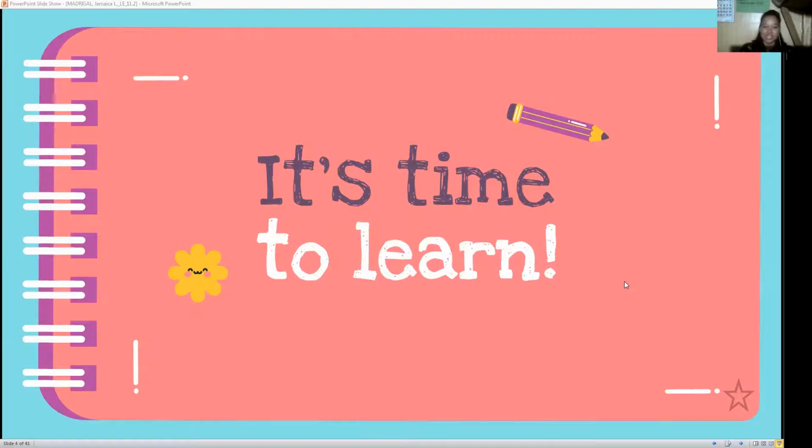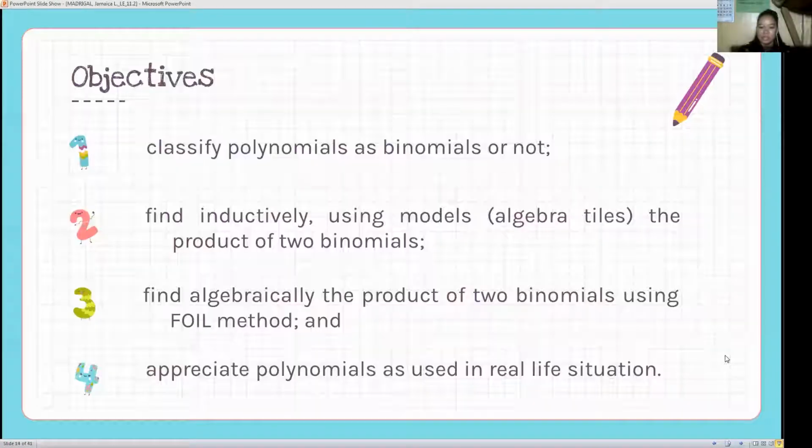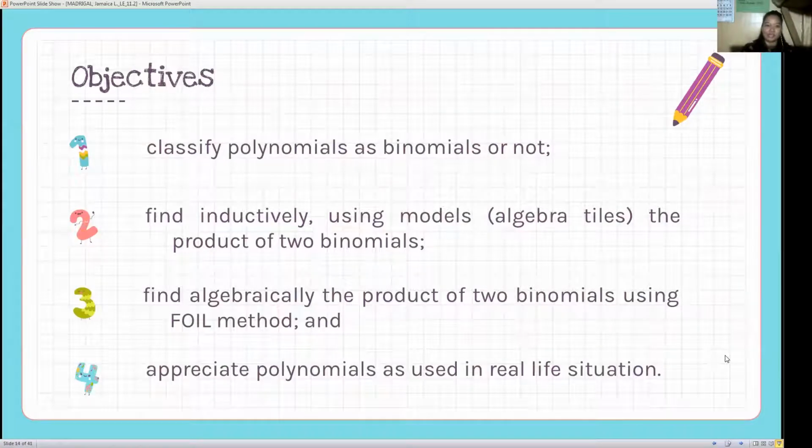Okay, for today's discussion, I am going to discuss how to find the product of two binomials. But before that, let us know the objectives for today's discussion. At the end of this lesson, the students should be able to classify polynomials as binomials or not, find inductively using models or algebra tiles the product of two binomials, find algebraically the product of two binomials using the FOIL method, and appreciate polynomials as used in a real-life situation.